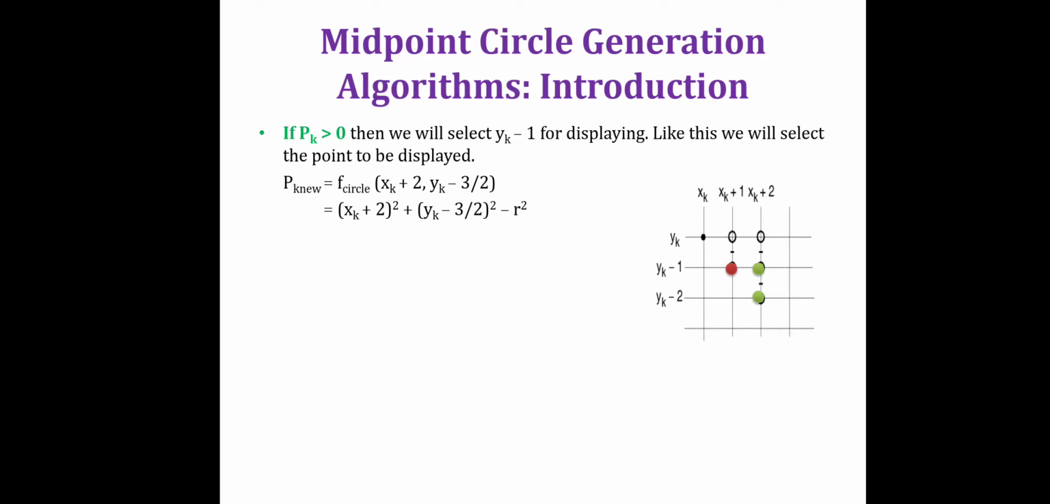Again you have to solve which point you have to take for the next curve generation. So again we are finding the midpoint over here, so you can see again this midpoint is found out. So how are we going to find it? You can see the equation over here, it is pk new is equal to f circle. Now the coordinate of this midpoint is xk plus 2 comma yk minus 3 by 2. Why 3 by 2? This is the 1 by 2 plus 1. This is the distance between the two midpoints. The distance between two midpoints is 1 now.